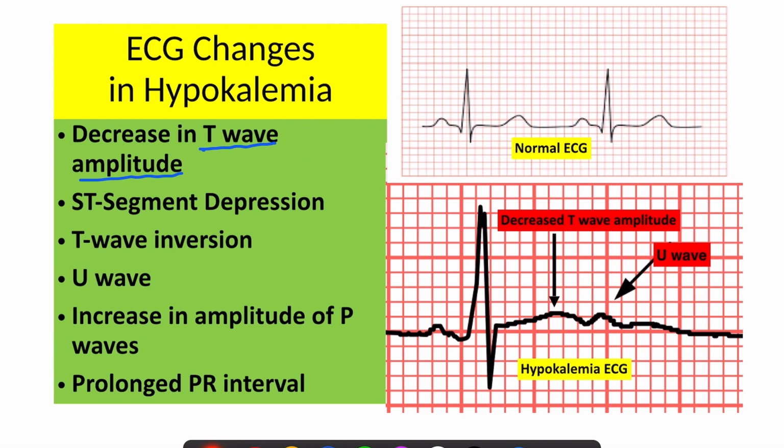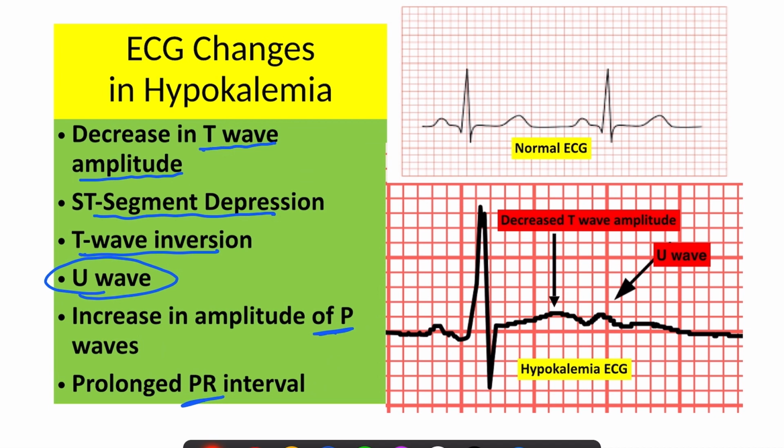The other findings include T wave inversion, and this can be followed by the presence of ST depression, and you will be able to appreciate U waves in hypokalemia. This U wave occurs because of the prolonged repolarization, and it usually occurs after the T wave. Similarly, in addition to those four findings, there can be other findings like increase in the amplitude of the P waves and prolonged PR intervals.